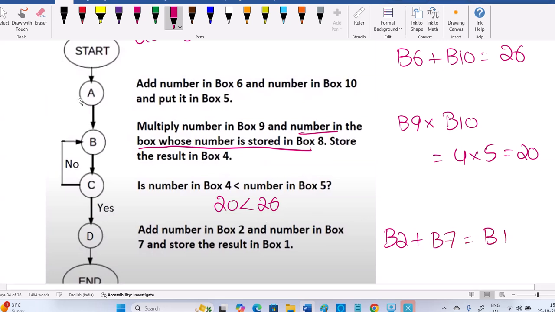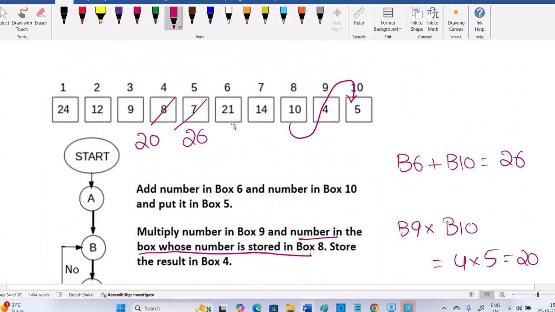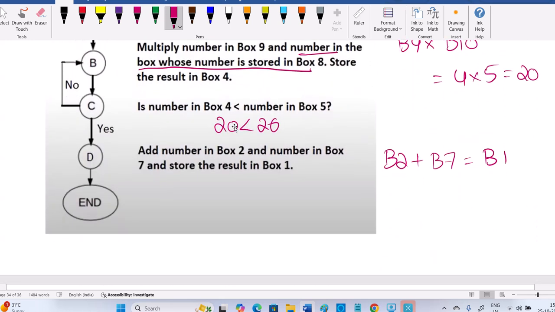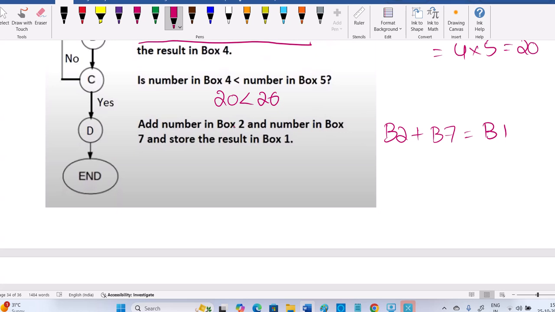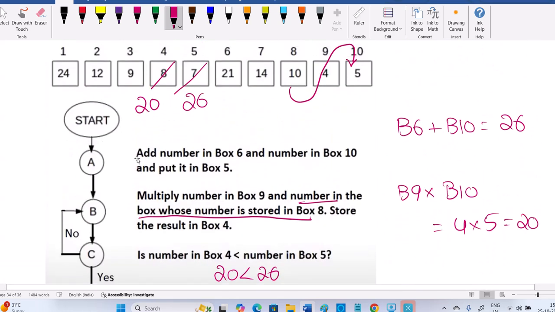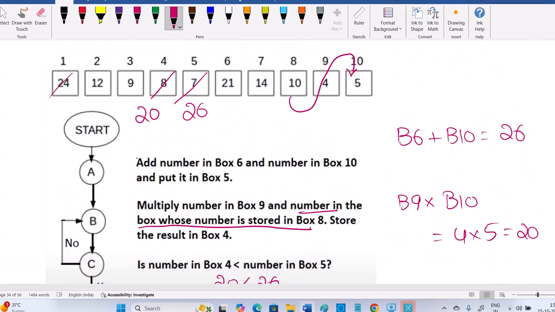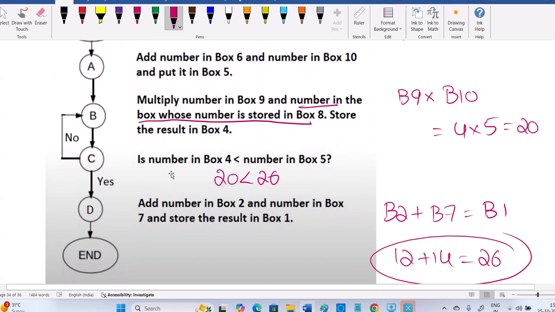What is the number in box 2? 12. Box 7? 14. The result is 26. Box 1 is 26. Now we'll see the questions they have given. Box 1 is 26. They said, okay, we have only 4 steps to do. There is a loop. If that condition fails, we need to keep repeating that loop.